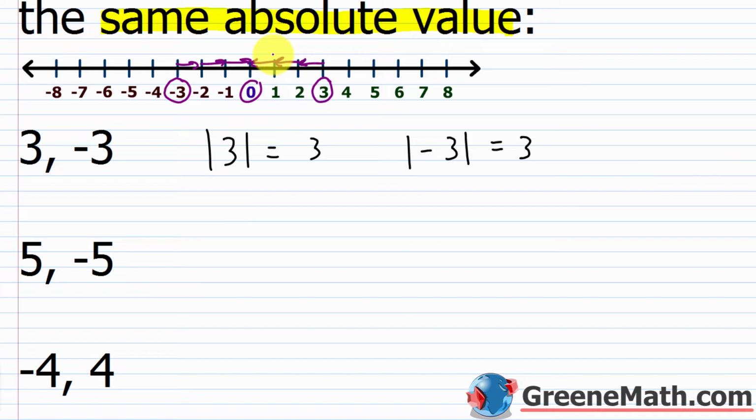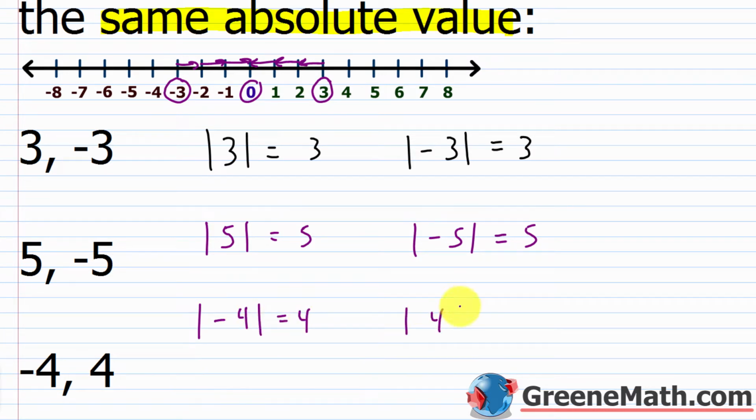Okay, so that's the concept of absolute value. These I don't have to show graphically. I think we get it at this point. We know 5 and -5. If I take the absolute value of 5, I'd get 5. If I take the absolute value of -5, I would get 5 as well. -4 and 4. If I take the absolute value of -4, I get 4. If I take the absolute value of 4, I get 4. So anytime you have opposites, the absolute value is the same.